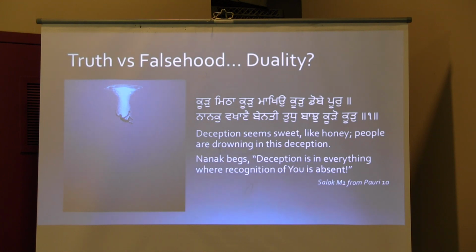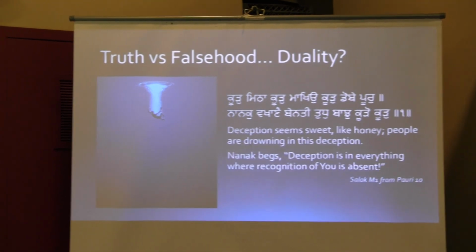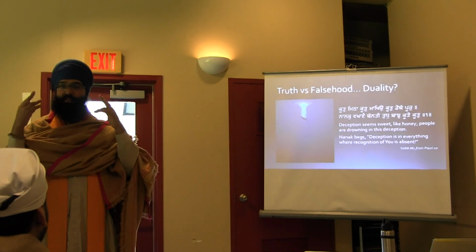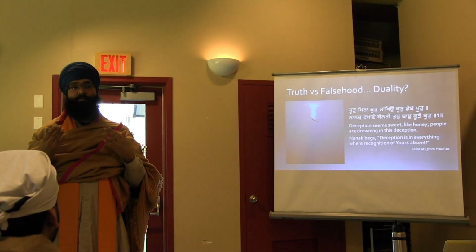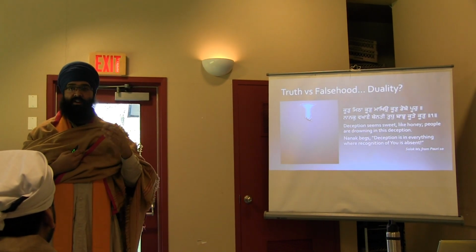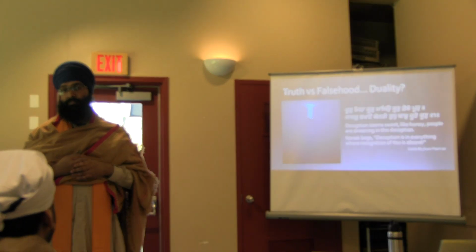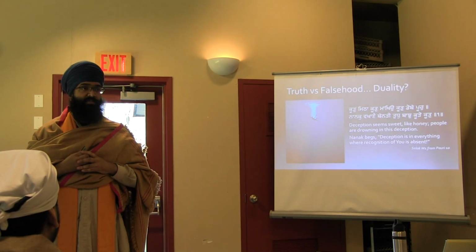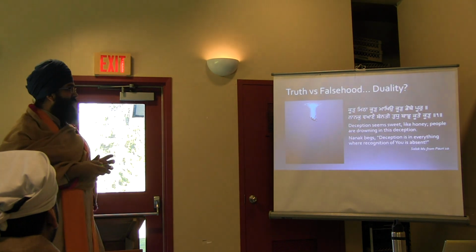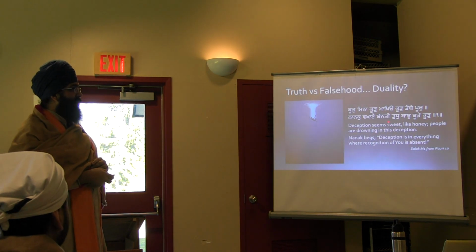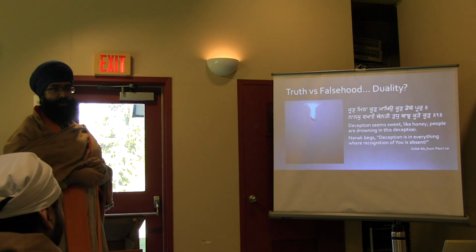Is there really two opposing forces in Bani? It's not two opposing forces, it's our own mindset. We separate ourselves from Vaheguru by falling under the spell of deception. So we stop seeing unity and we start seeing duality in the world. And we start seeing duality in the world because we stop recognizing that Vaheguru is everywhere.